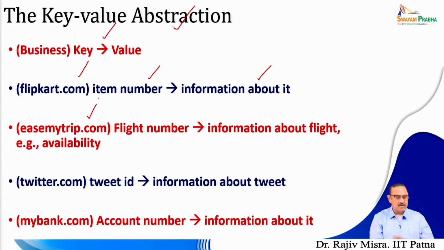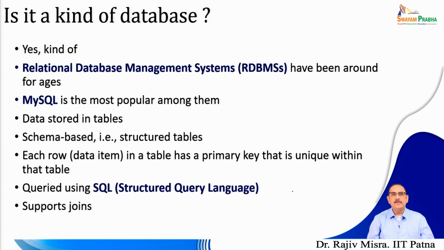Similarly, let us say another application that is called Ease My Trip. Here the flight number will become the key and the information about the flight, that is availability, will become the value. In Twitter.com, tweet ID will become the key and the information about the tweet will become the value. MyBank.com, here the account number will become the key and the information about it will become the value.